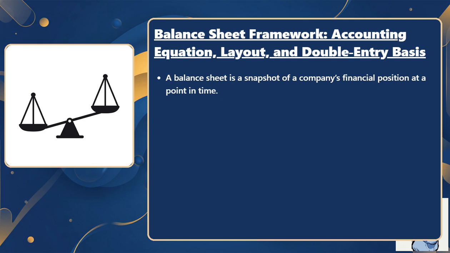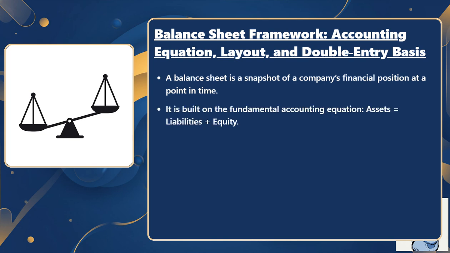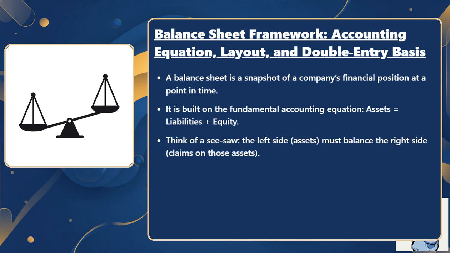A balance sheet is a snapshot of a company's financial position at a point in time. It is built on the fundamental accounting equation: assets equals liabilities plus equity. Think of a seesaw. The left side, assets, must balance the right side, claims on those assets.